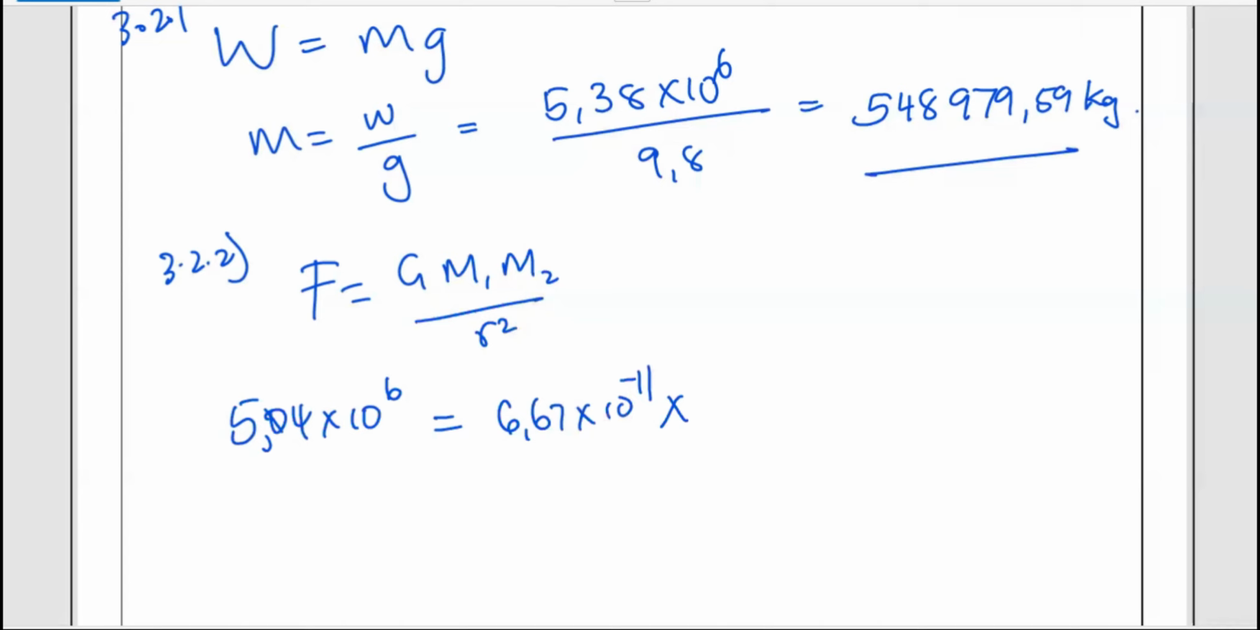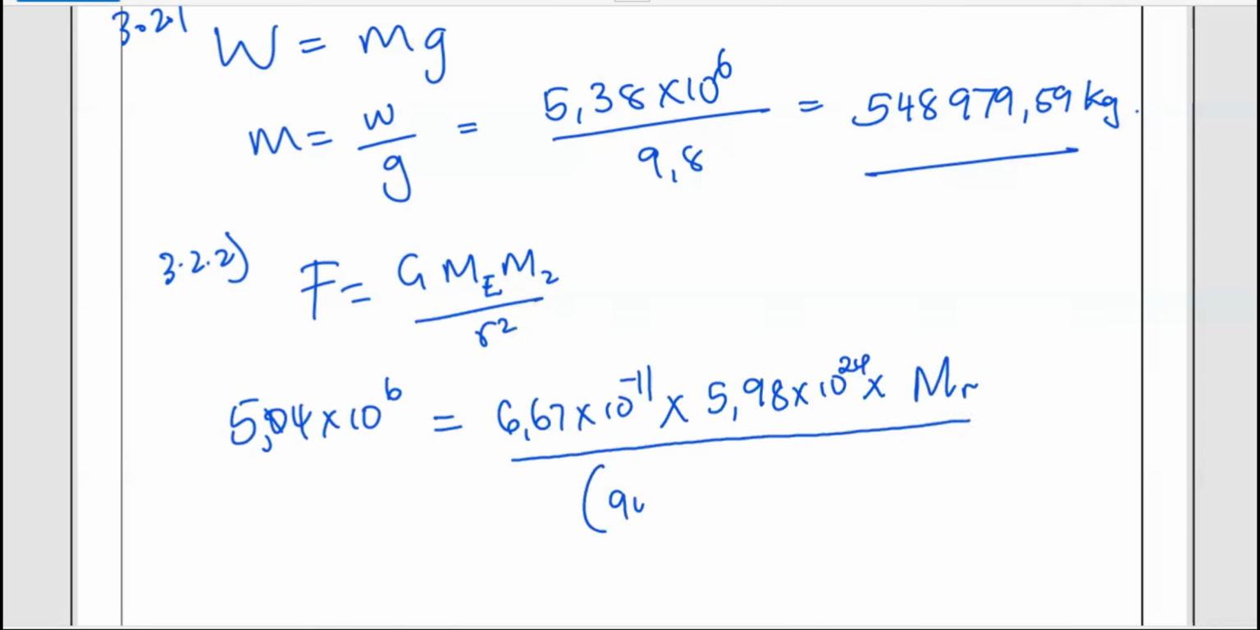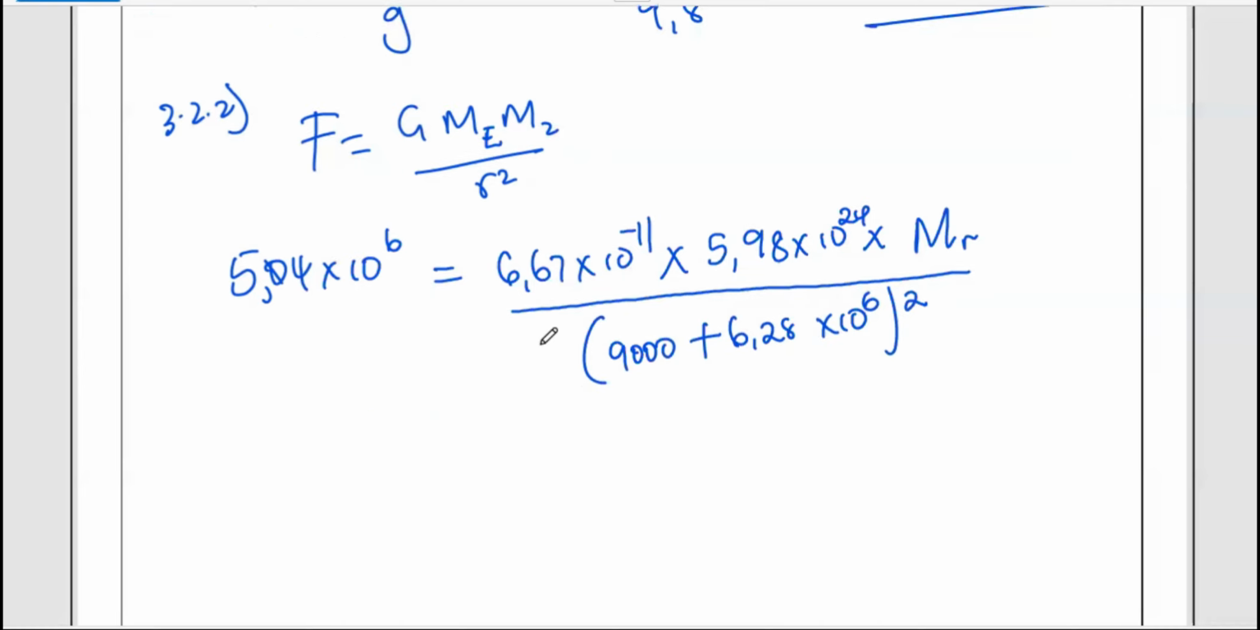Then we know that the mass of the earth is given as 5,98 times 10 to the 24 multiplied by the mass of the rocket, which we don't know. And then we are dividing this by the 9,000 plus the radius of the earth, which is 6,28 times 10 to the 6, squared. Okay, so that's what I have.